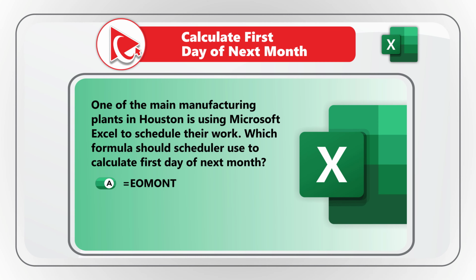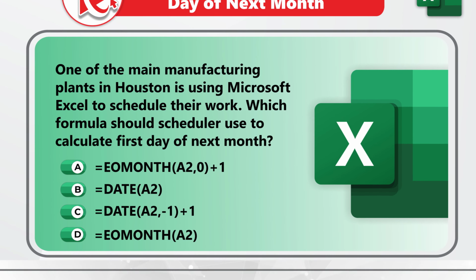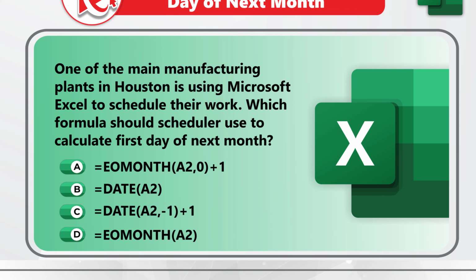Choice A, EOMONTH with the parameters A2, 0, plus 1. Choice B, using the DATE formula. Choice C, using the DATE formula but with different arguments. And then last but not least, choice D, MONTHS with the argument A2. Do you know the answer? Take a close look, as the answer to this question may not be obvious.